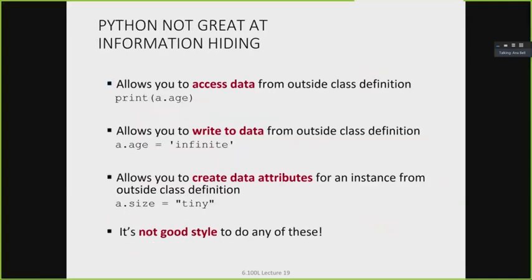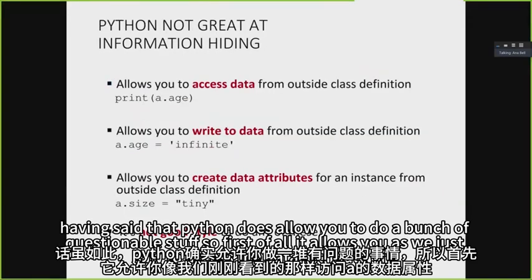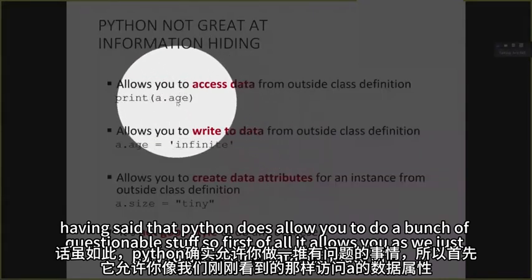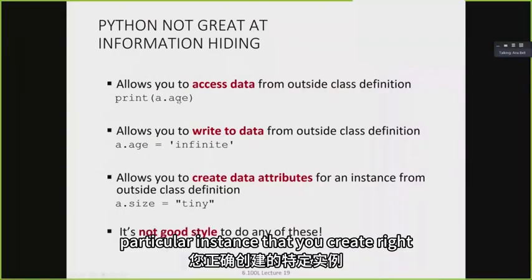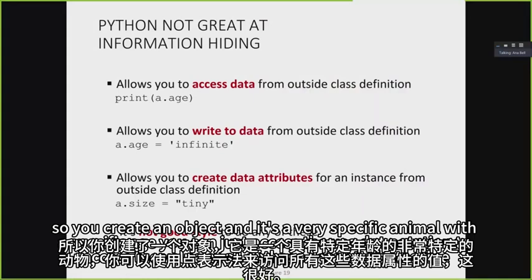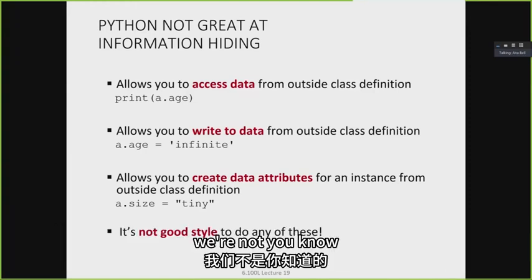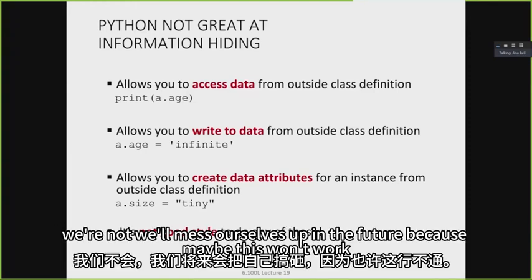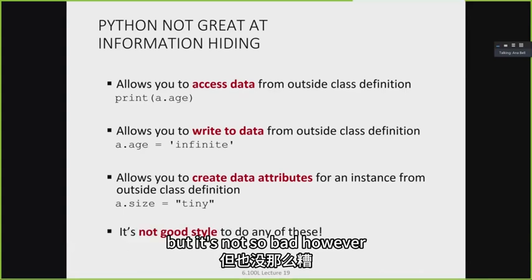So, having said that, Python does allow you to do a bunch of questionable stuff. So first of all, it allows you, as we just saw, to access the data attribute of a particular instance that you create, right? So you create an object, it's a very specific animal with a specific age. You can just use dot notation to access the value of all of these data attributes. Fine, we'll mess ourselves up in the future because maybe this won't work, but it's not so bad.